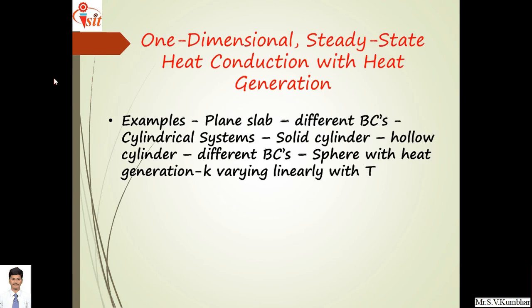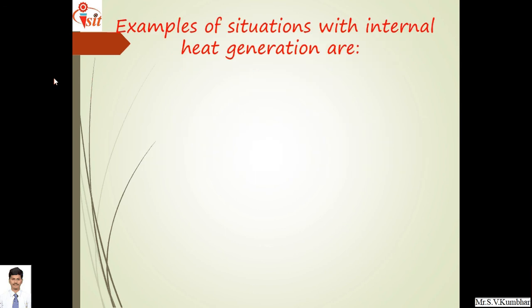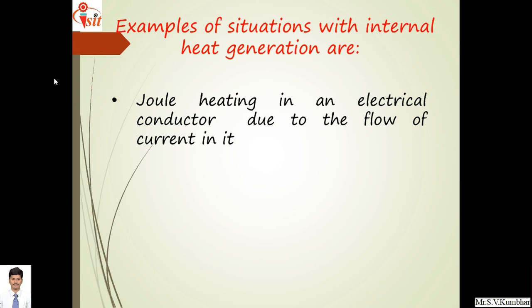So these are the contents of today's video lecture. We will see two derivations for a plane slab with different boundary conditions, and one cylindrical system, that is, electrical current flowing through a conductor solid cylinder with different boundary conditions. Before going to start the actual derivation, we will see a few examples.